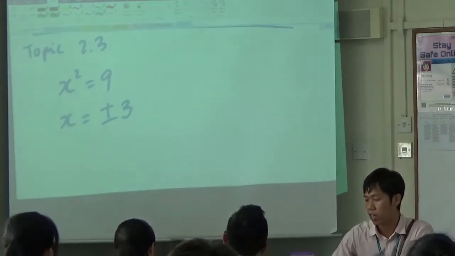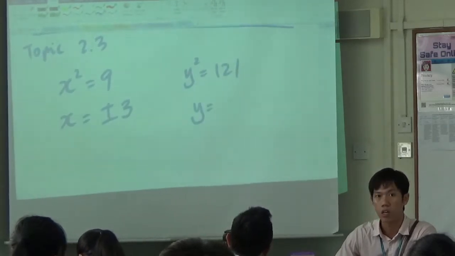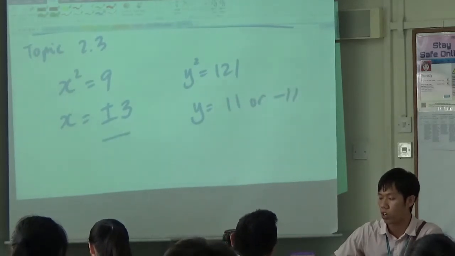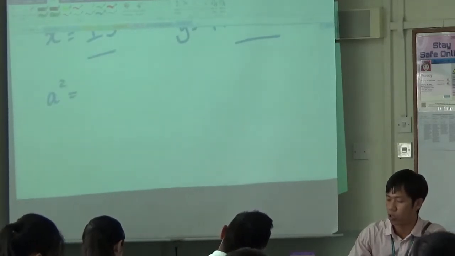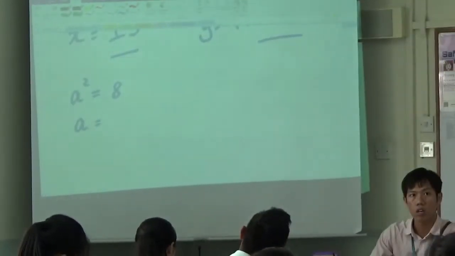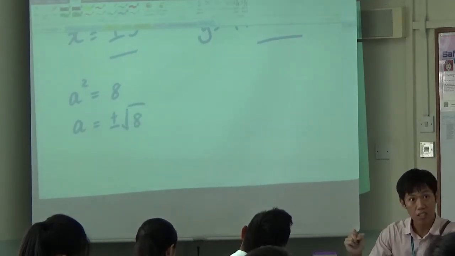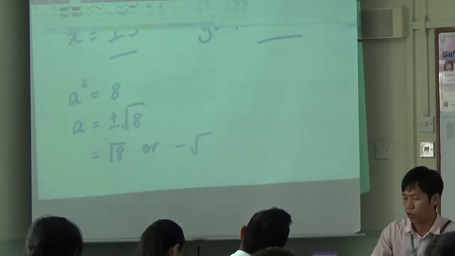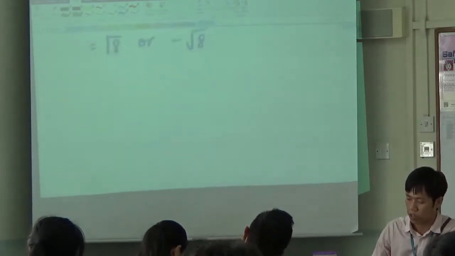Okay, let's try another one. y squared equals 121. What's y equals to? Plus minus 11. So 11 or negative 11. You can write it this way or you can write it this way, they're both fine. What if we have a squared equals 8? What's a equals to? Plus minus root 8. So we have two answers again. So it is square root 8 or negative square root 8. Difficult? Not difficult.